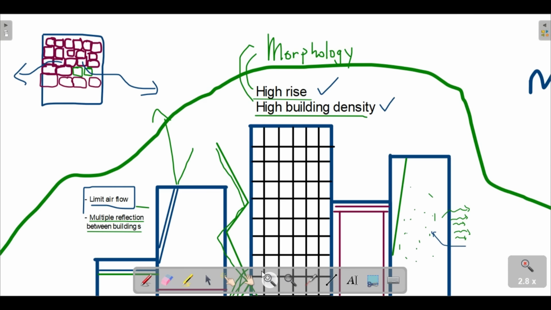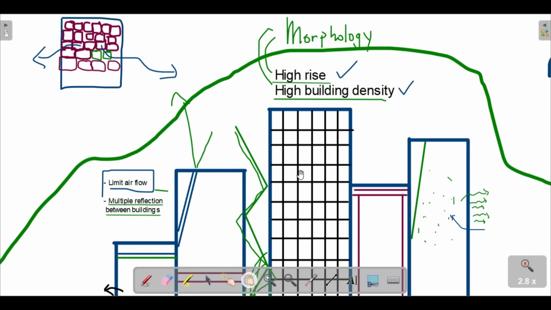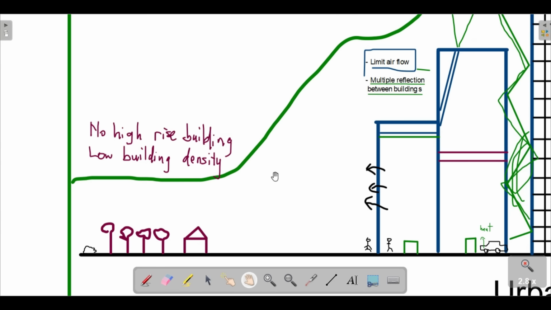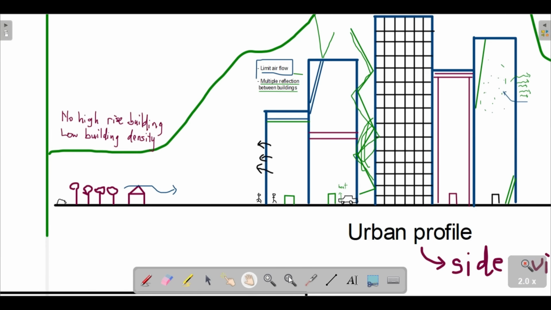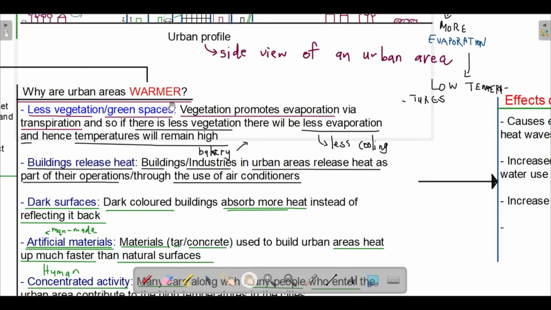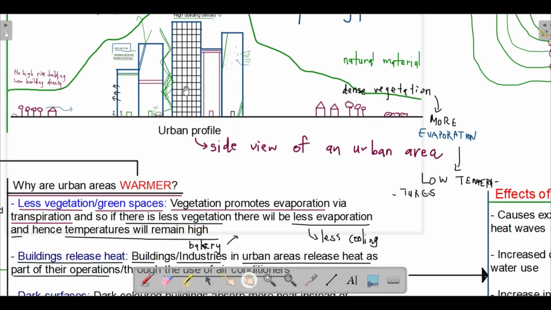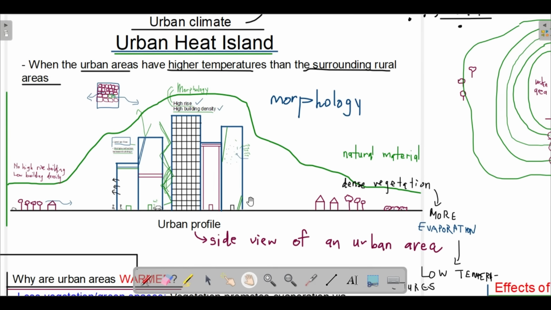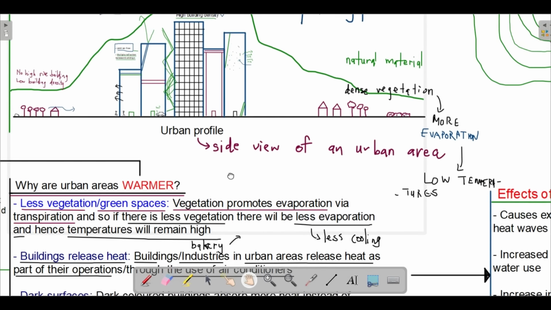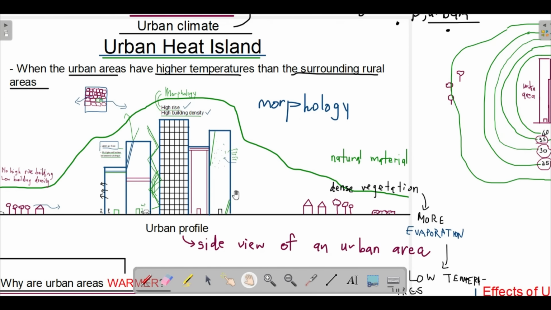And you don't see high-rise buildings, you don't see high building density in rural areas, and so there's easier airflow that you're going to find in rural areas. Air is able to flow easily because there's not a lot of buildings that are close together that limit air from flowing. And of course, there's no high-rise buildings, and so you do not see multiple reflections between buildings. If you know why urban areas are warmer, then you should know why rural areas are cooler. It's directly the opposite. So I hope you can see that those are the causes of urban heat island, right?